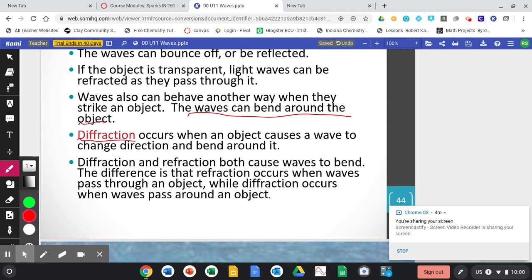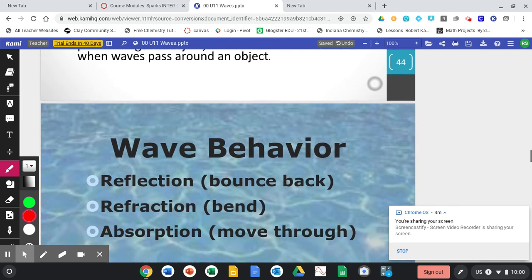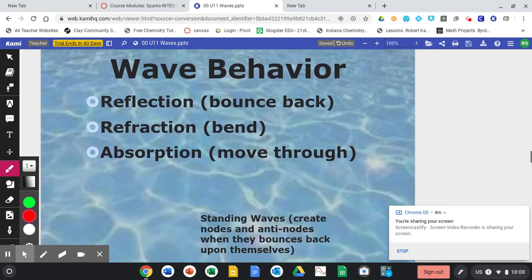So both diffraction and refraction cause waves to bend. So, summary of wave behavior: you have reflection, which is the bouncing back, and the angles are equal to the normal, and refraction, which is bending, and diffraction, which is also bending. And then we've got absorption, which is moving through.